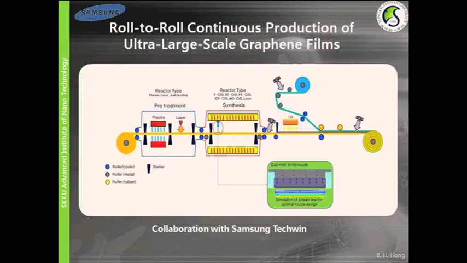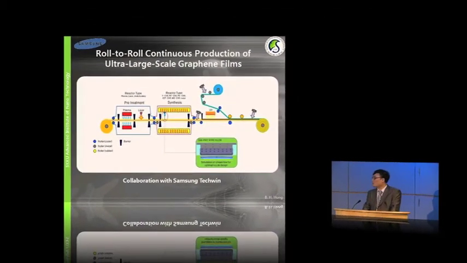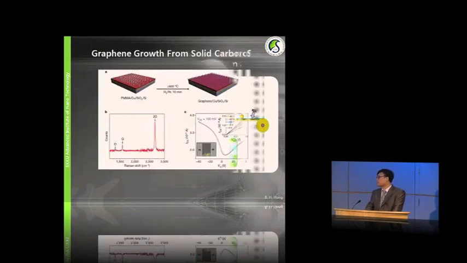Now we are collaborating with Samsung Techwin to realize the continuous production of graphene, combining the ISP CVD process with roll-to-roll production. I think we are trying to make the pilot line within 2 or 3 years, but the real application depends on the market. So I don't know the future, but we are trying. We are trying our best.